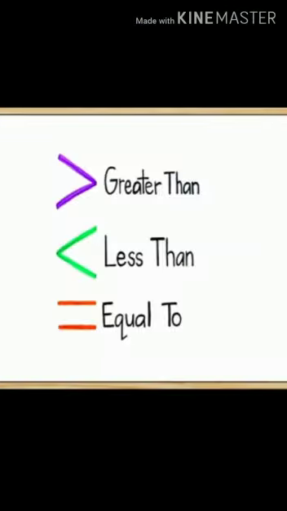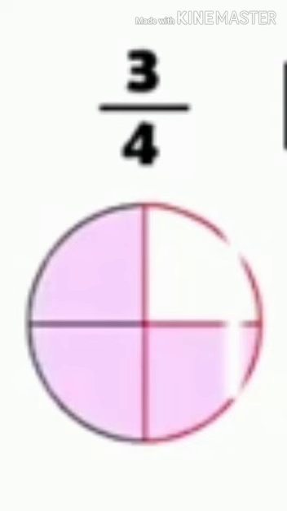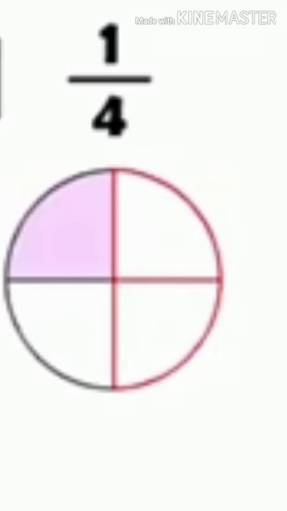Let us take two fractions, 3 by 4 and 1 by 4. Compare means we have to say whether they are greater than, less than, or equal. Let us compare 3 by 4 and 1 by 4. Here the two fractions are divided into the same total number of equal parts. Then we can say that the two fractions have the same denominator, and the greater fraction is the one with the greater numerator.